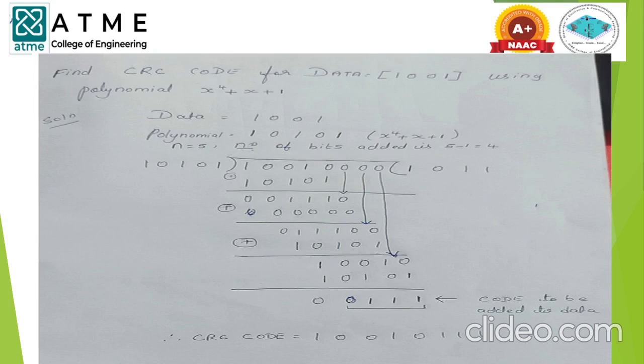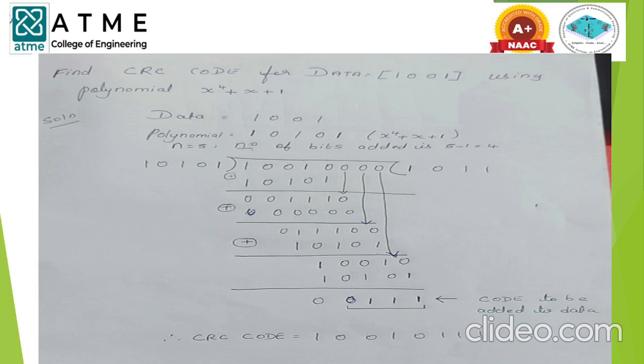Now, before going to the actual practical point of it, or the coding point of it, we will be seeing how exactly we have to solve this CRC code. So we have taken an example wherein the data given is 1001. Find the CRC code for the data 1001 using the polynomial x to the power of 4 plus x plus 1. So the polynomial is given and we have the data 1001.